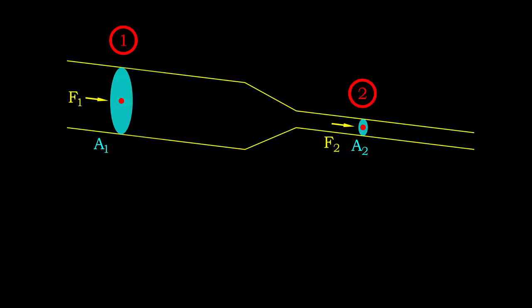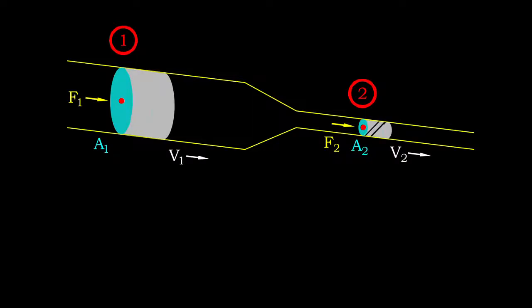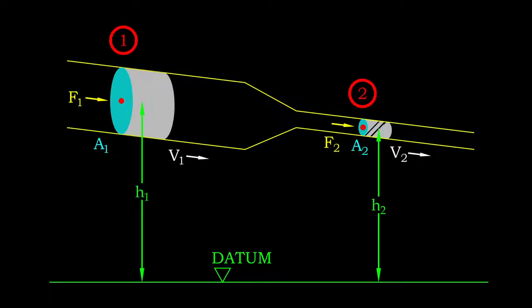We can gain more insight about fluid flow by viewing the energy within. Let's inspect any 2 points in flowing fluid and identify important properties. They are force associated with flow, cross-sectional area, flow velocity, and the elevation of point from datum.